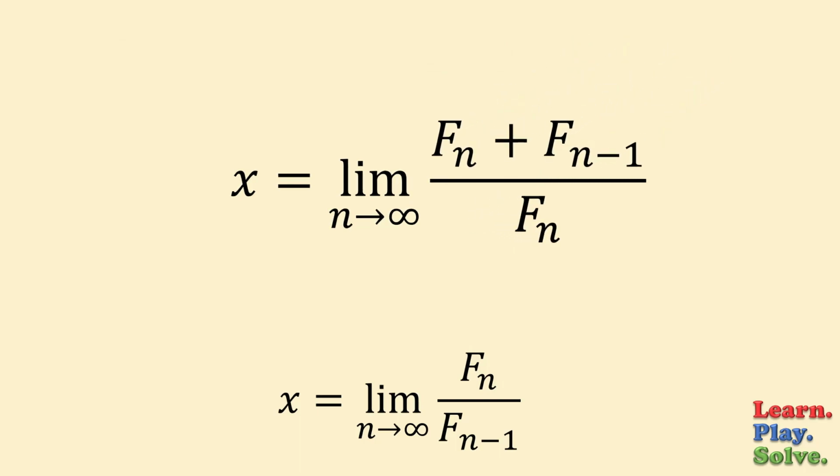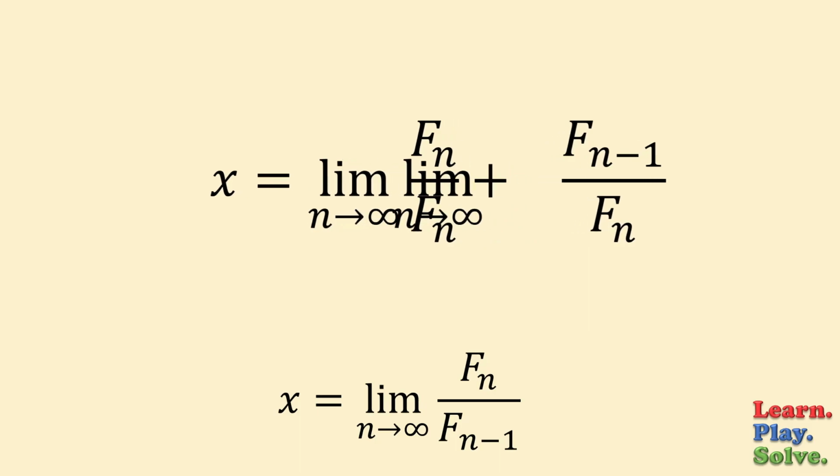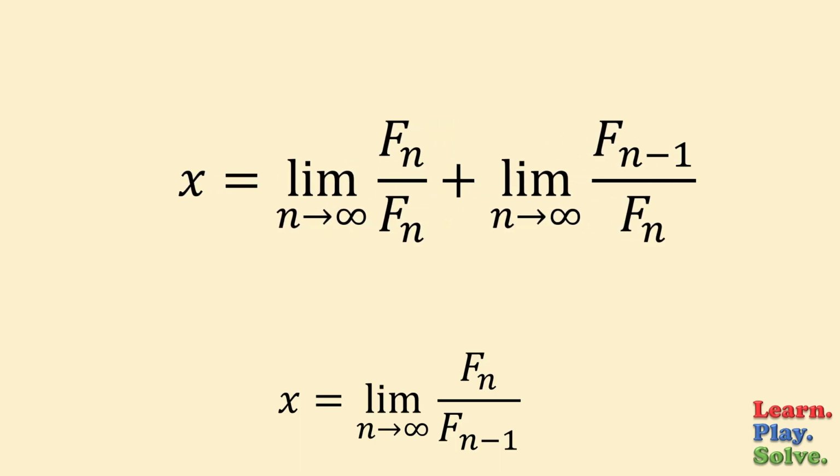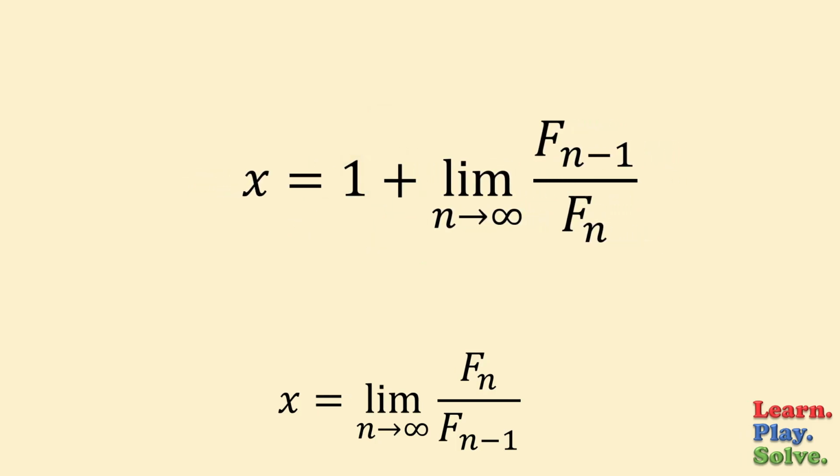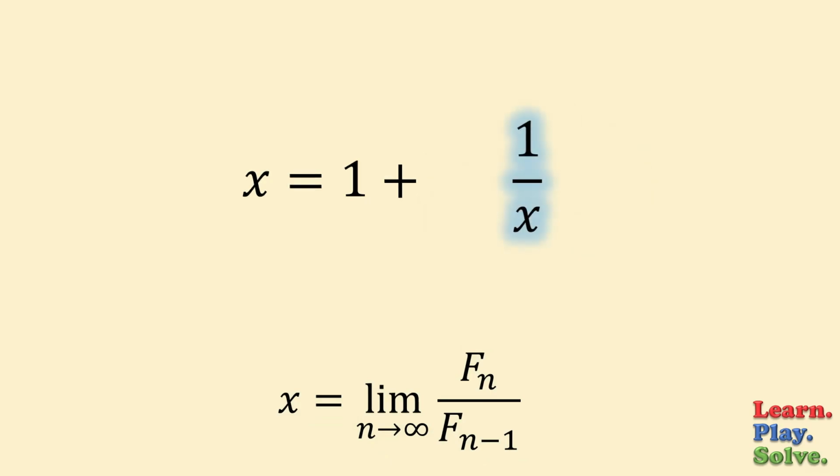That allows us to split it into the sum of two fractions with the same denominator and take the limit of each one separately. For the first one, f_n over f_n, anything divided by itself is 1, and the limit of 1 is 1. For the other limit, notice how this fraction is the reciprocal of this one. And this one is equal to x, therefore, this one is equal to 1 over x.